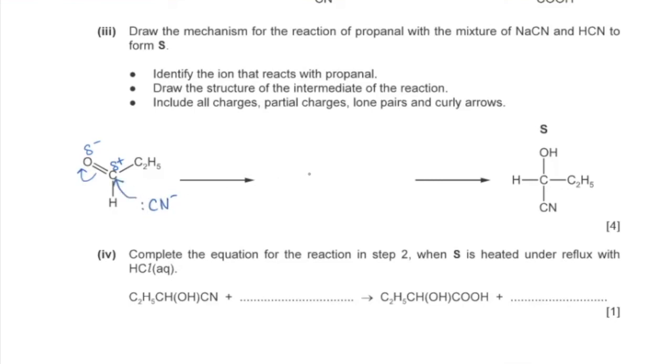Now the next, which is the intermediate product, will have CN attached to it, and an O with a lone pair of electrons and a negative charge, which will be attracted towards H plus from HCN.